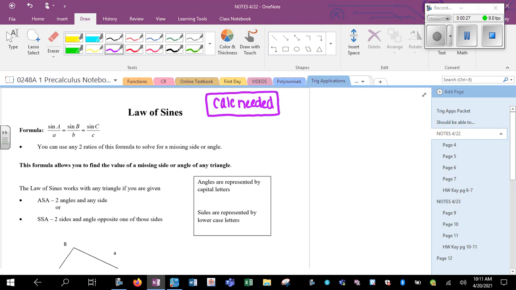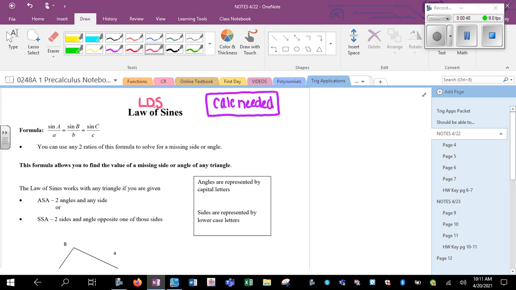Okay, law of sines. The law of sines is a way that trigonometry can be used without the need of a special right triangle. I like to write LOS for law of sines as an abbreviation, so if you see that, you know I'm using this law. The formula can be used with any side and any angle.